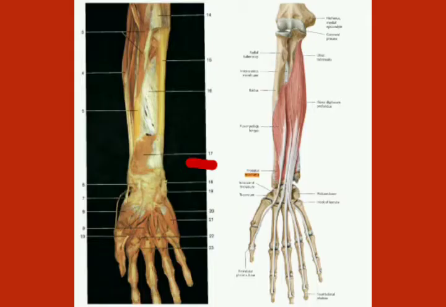Now in this slide you can see the number 17, the underlying muscle, is the pronator quadratus. You can palpate it just above the wrist. You can see the pronator quadratus in the right picture as well.